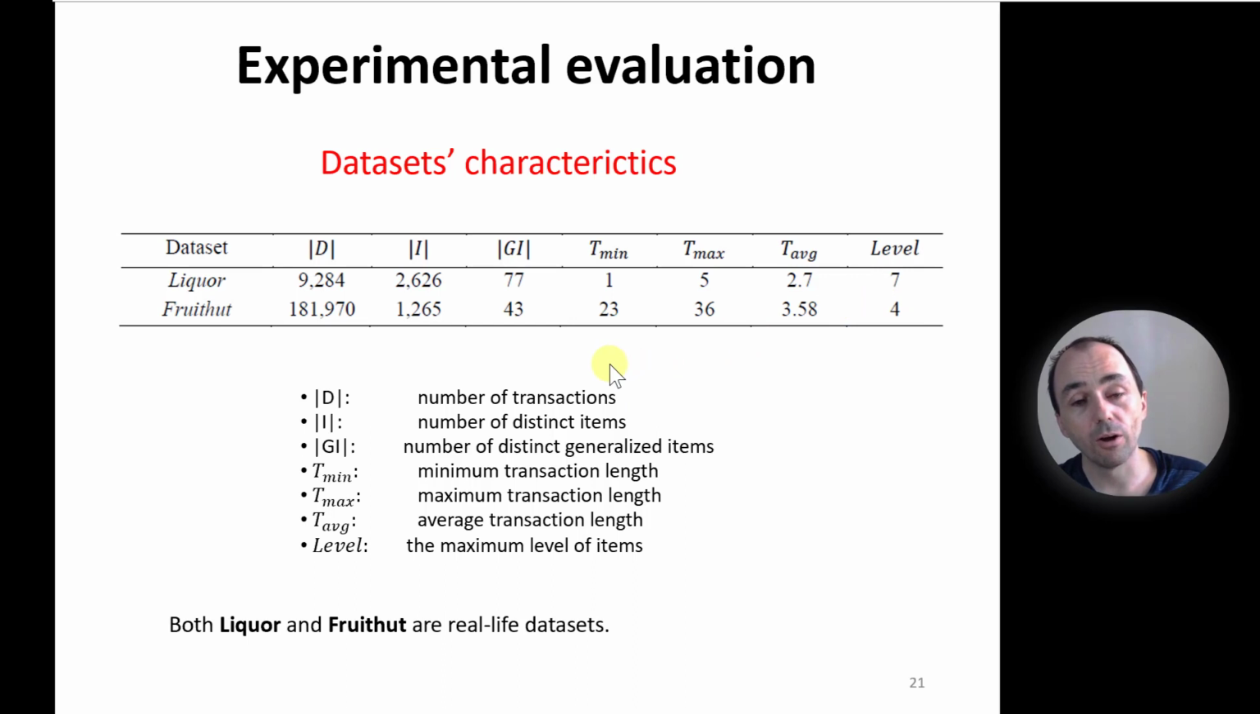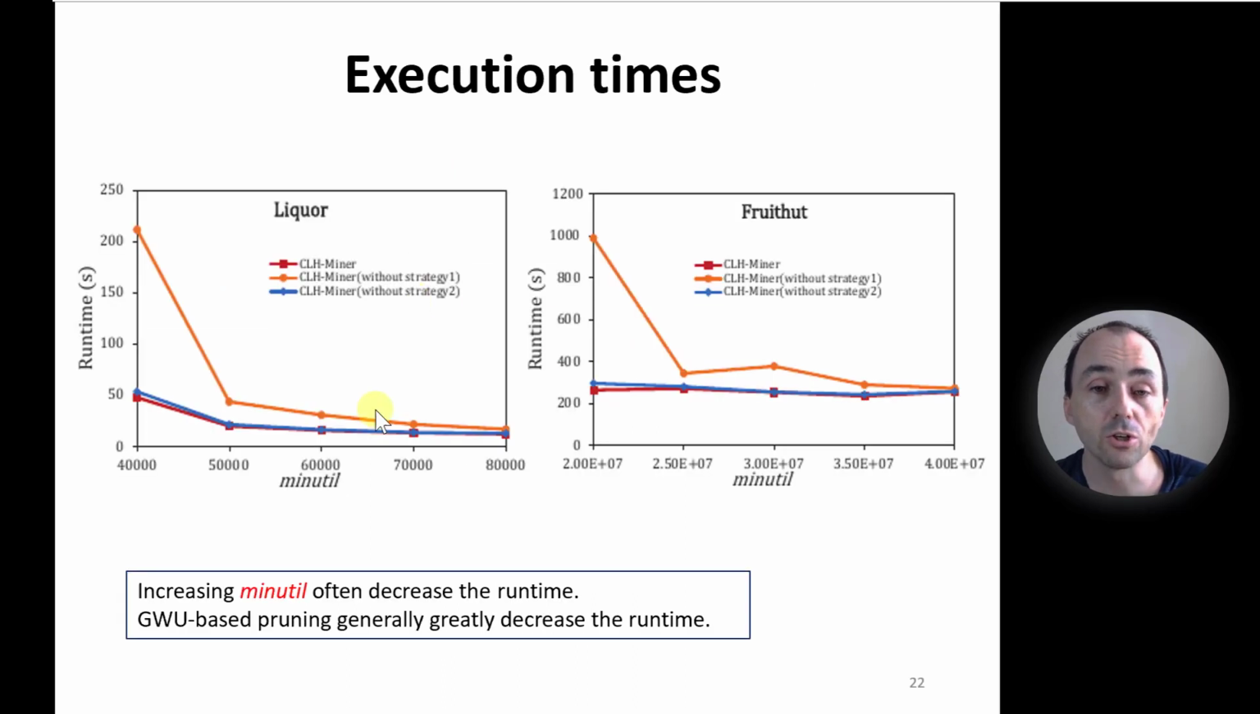In that paper, some experiments were done to evaluate CLH-Miner. Here I just show you briefly how it works. For these two databases, there was an experiment to show the speed, the time to find the solution, depending on how we set the minimum utility. And here there are three versions of CLH-Miner with different optimizations. This shows that the optimized version on top is the best in this experiment. This is the kind of experiment we do to evaluate this kind of algorithm.